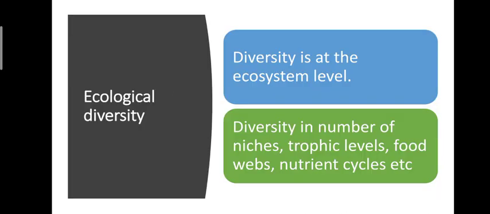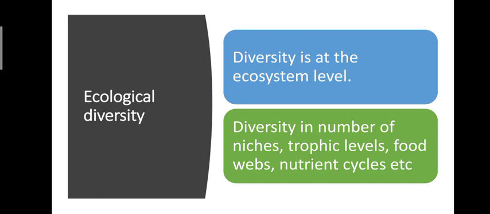Then the third type of biodiversity is known as ecological diversity or ecosystem diversity. Again, it is the measure of variety of ecosystems or habitats present in a geographical area. In simple terms, you can also define it as diversity seen at the ecosystem level, known as ecological diversity.